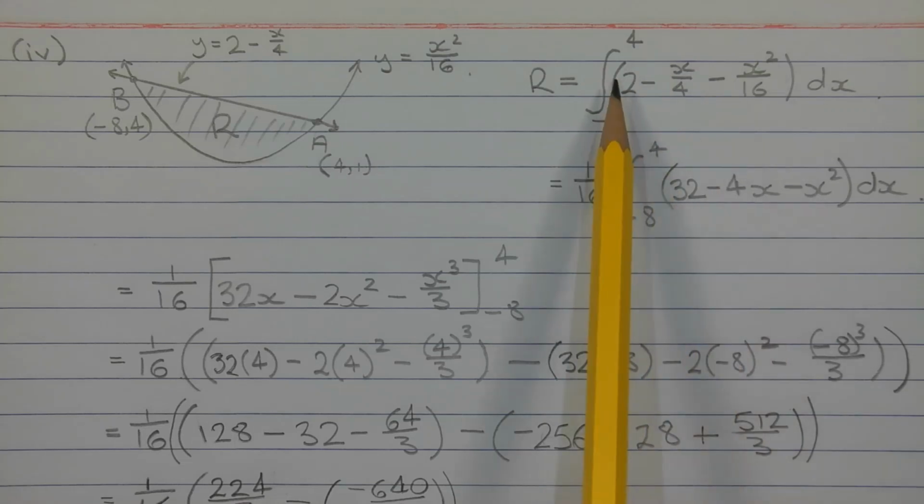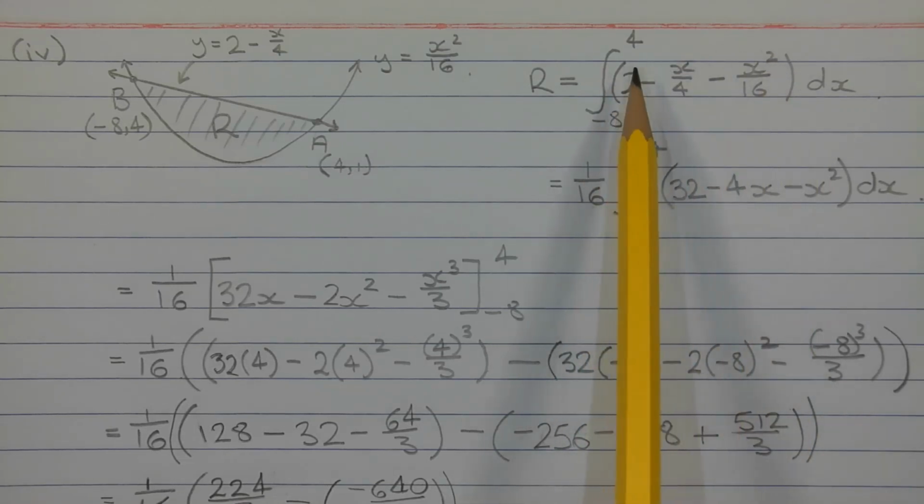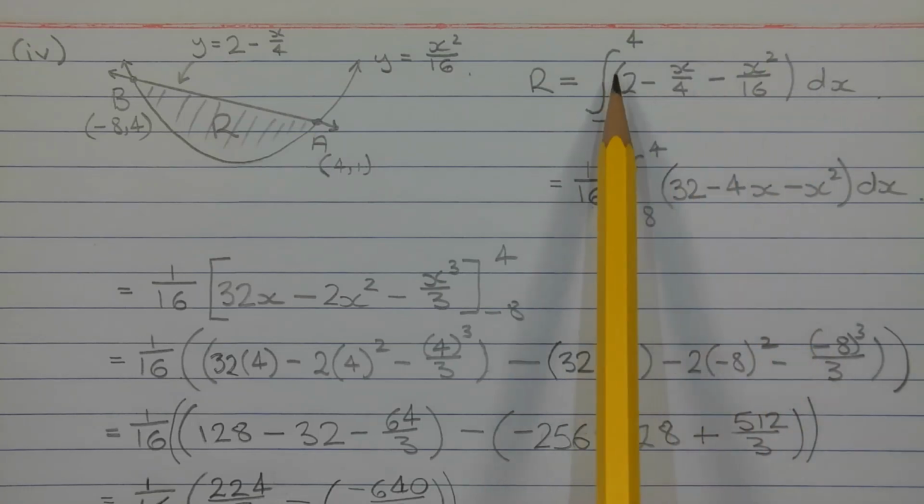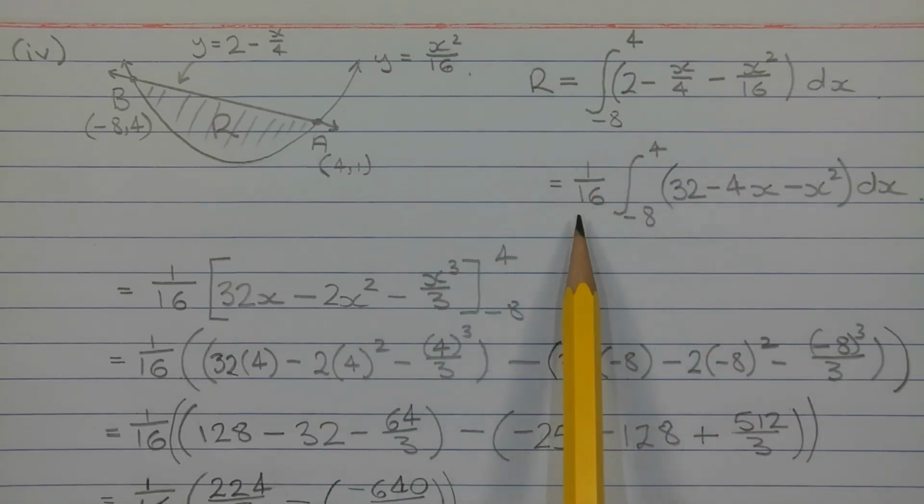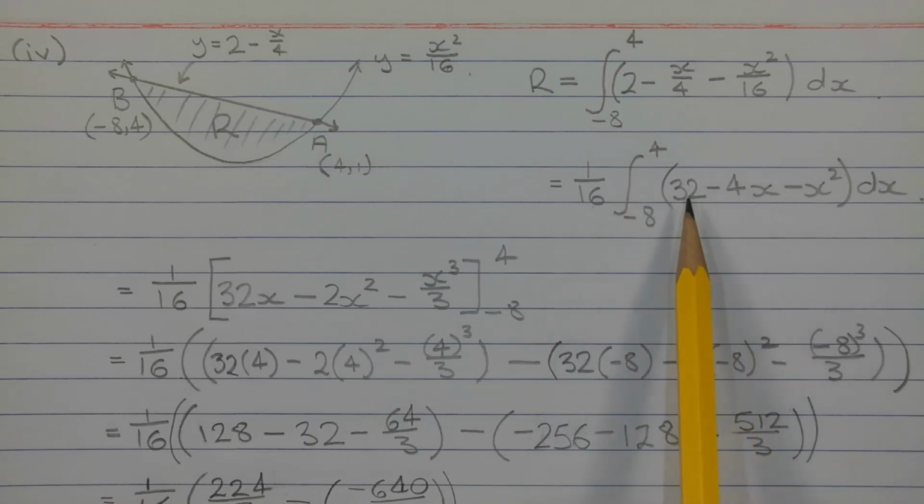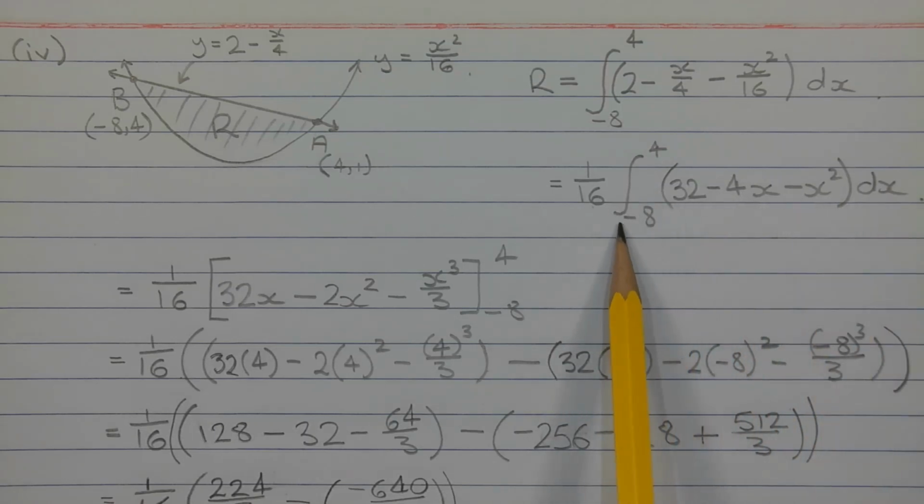Now to make the integration a little easier, I'm going to factorise out 1 over 16 from all three terms, so that way we don't have fractions inside the integral. So capital R is equal to 1 over 16 times the integral of 32 minus 4x minus x squared dx from x equals negative 8 to x equals 4.